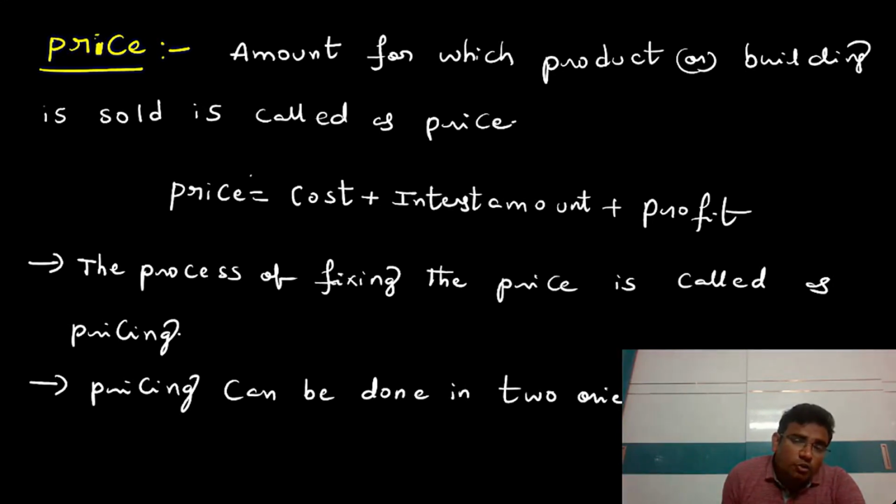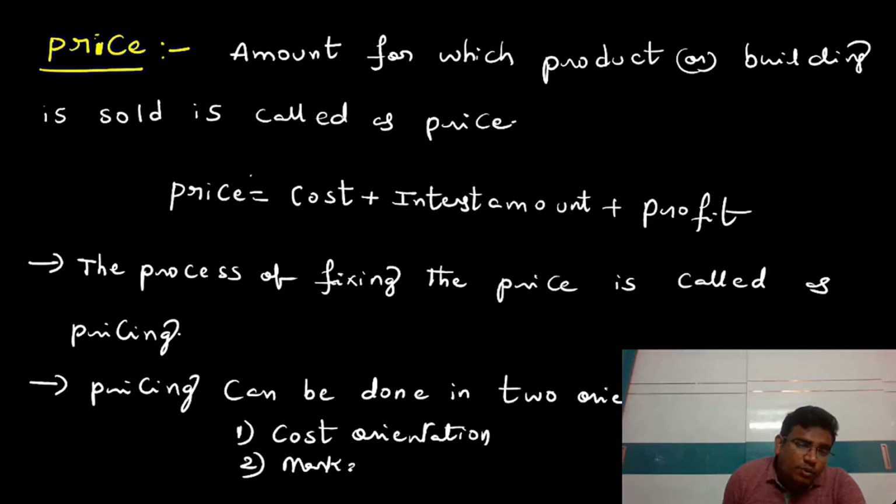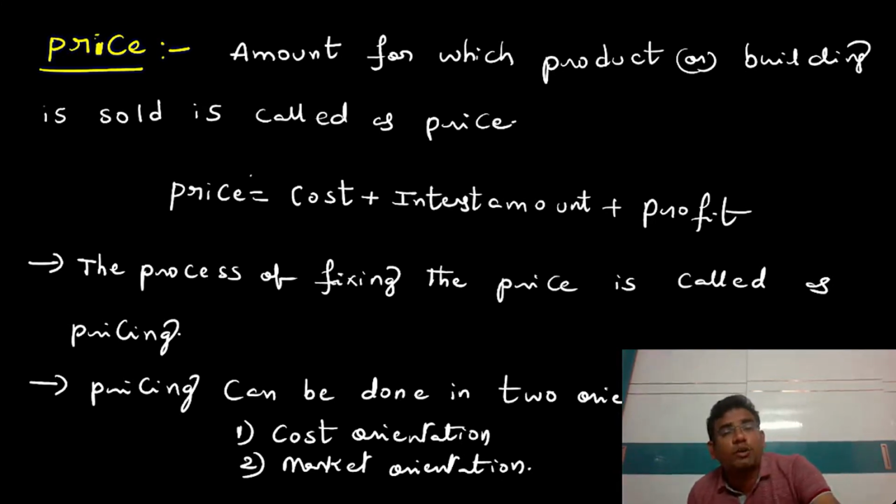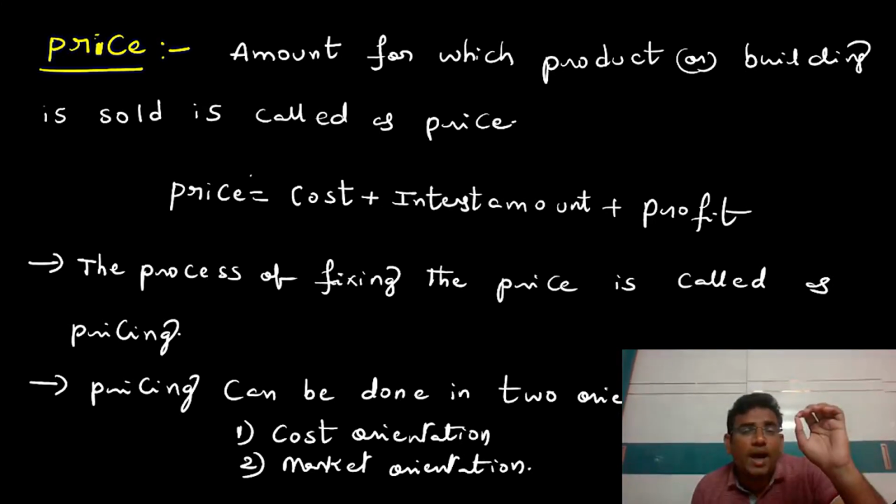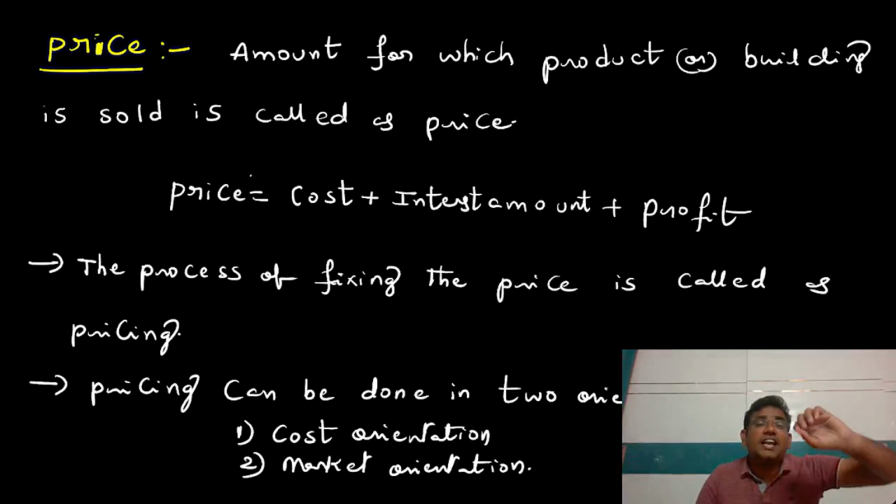What are the two orientations, guys? First one is the cost orientation, and second one is the market orientation. Again, I am repeating my point, guys. When you want to decide the price, there are two types of orientations. One is the cost orientation and another one is the market orientation.